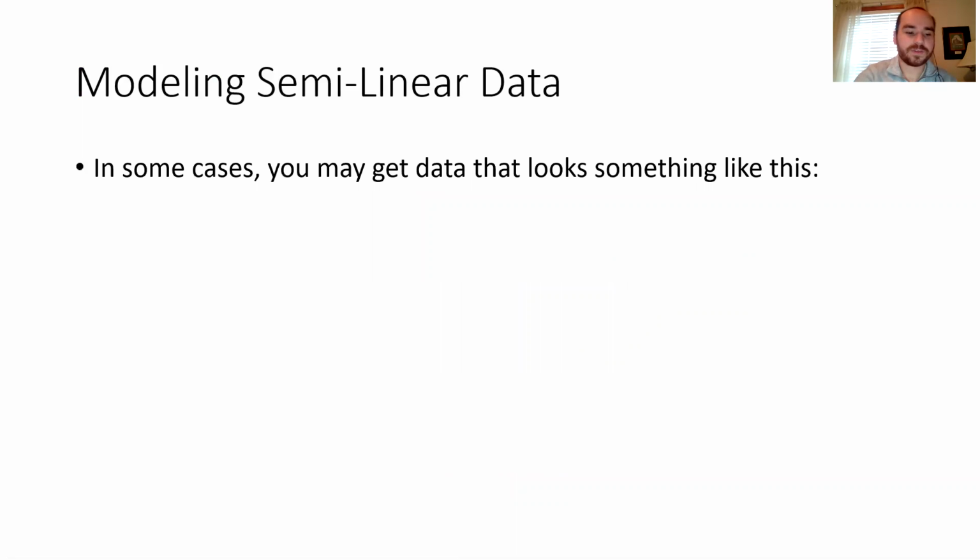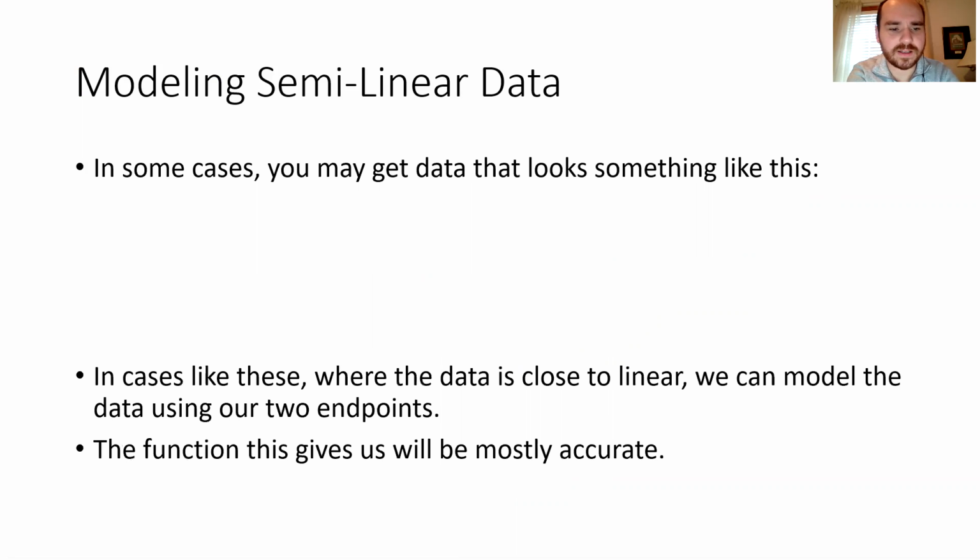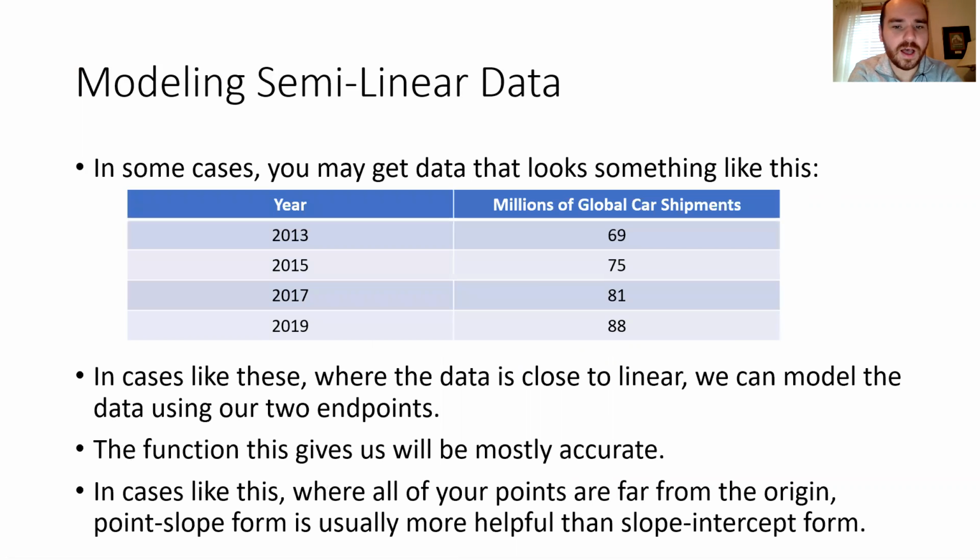So the last thing we want to look at in this video is modeling semi-linear data. In some cases, you're going to get data that looks like this. You'll notice that each one of these is moving 2 years, so our run would be 2 if we're calculating a slope. Here we got a difference of 6, a difference of 6, and then a difference of 7. So this is almost perfectly linear, but this last point is just a little bit off.